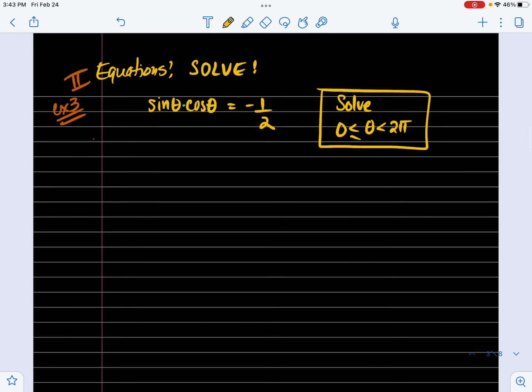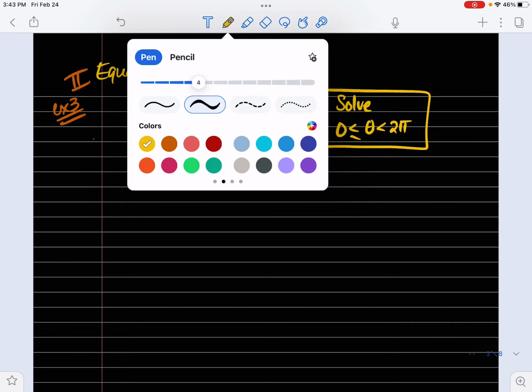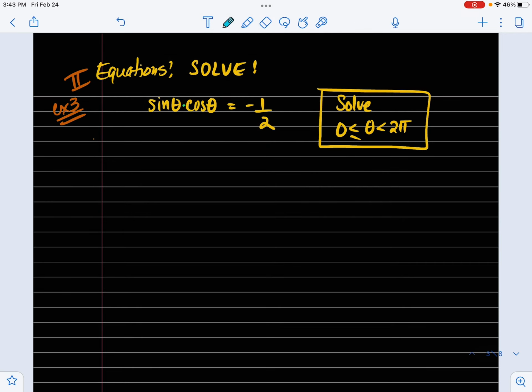Here's my next example. I have to solve this equation, sine theta times cosine theta equals -1/2. So what am I trying to find here? I'm trying to find the theta value which will make this equation true. Now to be able to find theta value, I'm going to try and use different things and see where that gets me. Keep in mind, that's the domain. It's good to know the domain, all the theta values that are between 0 and 2 pi, which is one complete rotation.